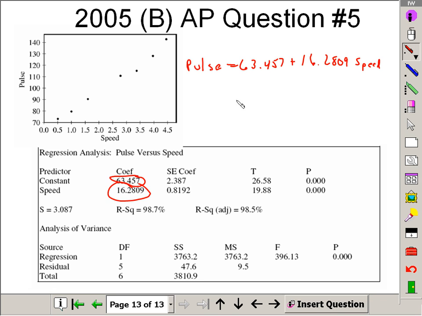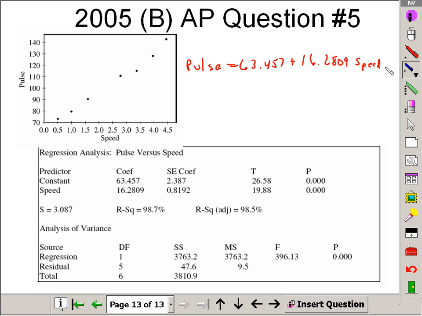Now, part B. Do your estimates of the slope and intercept parameters have meaningful interpretations in the context of this equation? Here's what it represents. If we look at this equation that we just came up with, does 63.457 make sense? Does it make real-world sense as a y-intercept? Don't forget, the y-intercept would be if the speed is 0. So let's start with that.